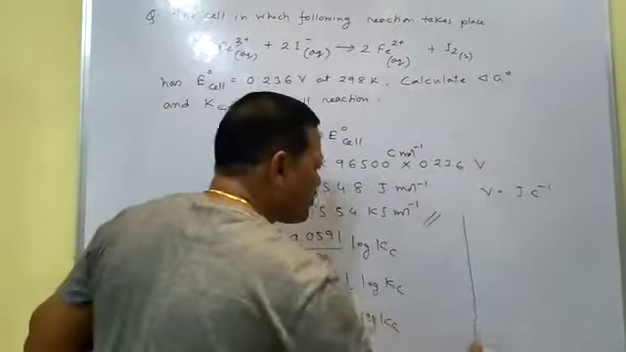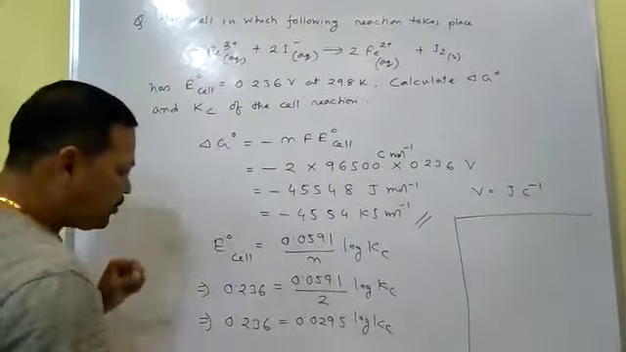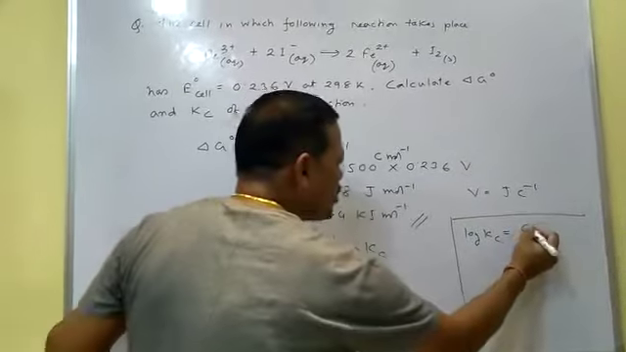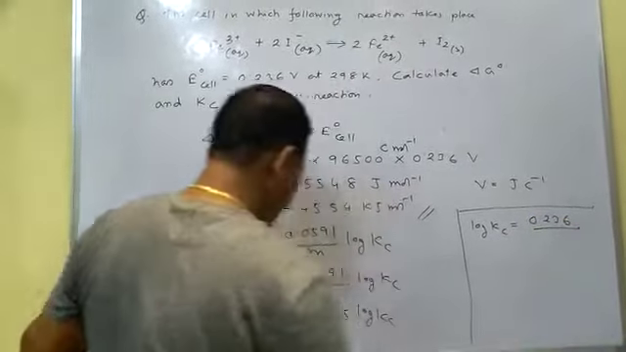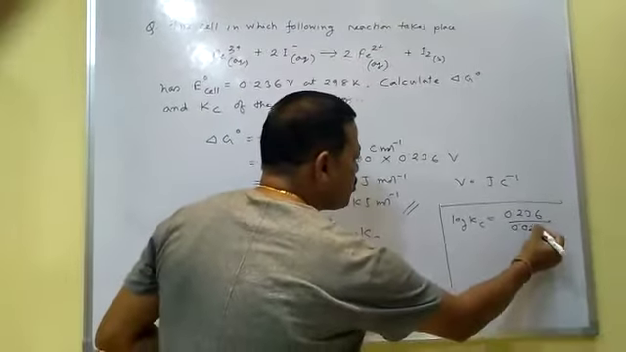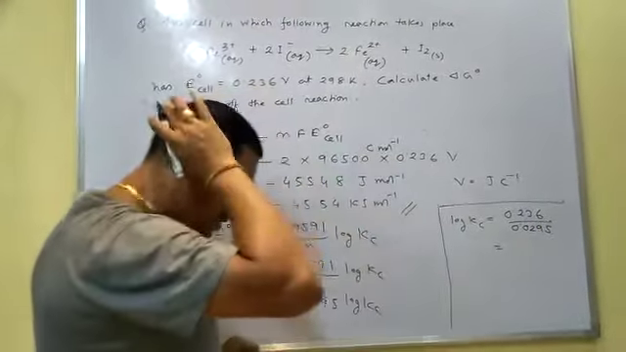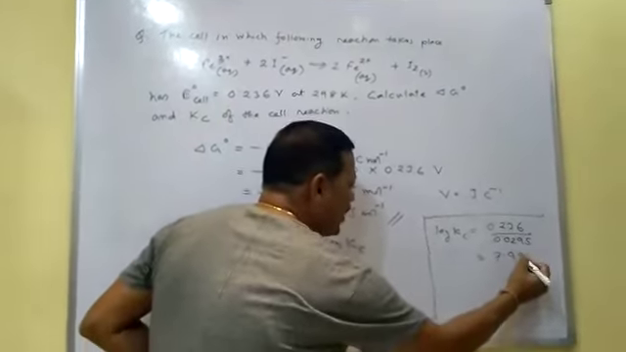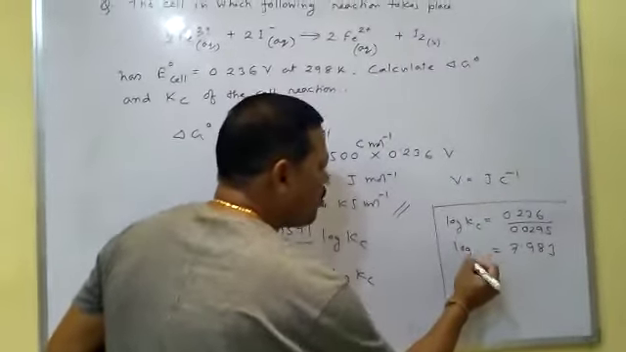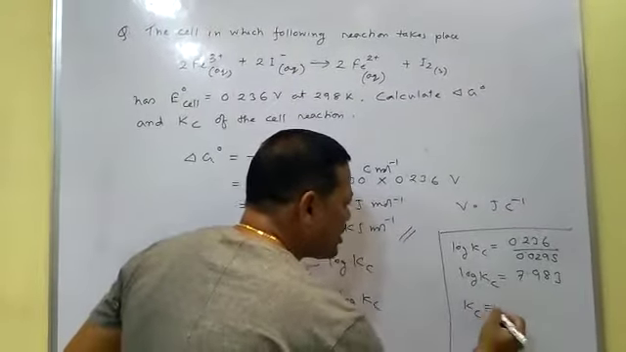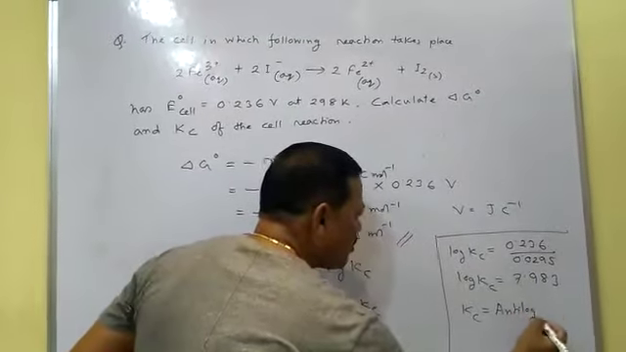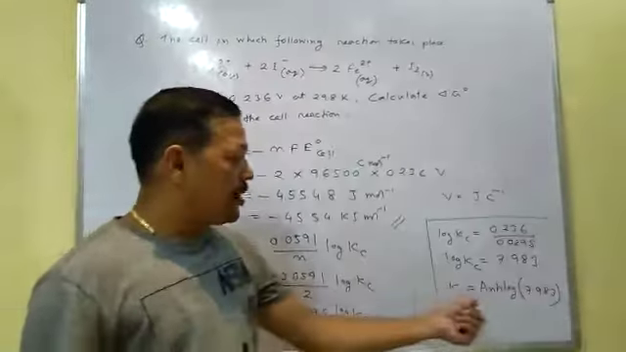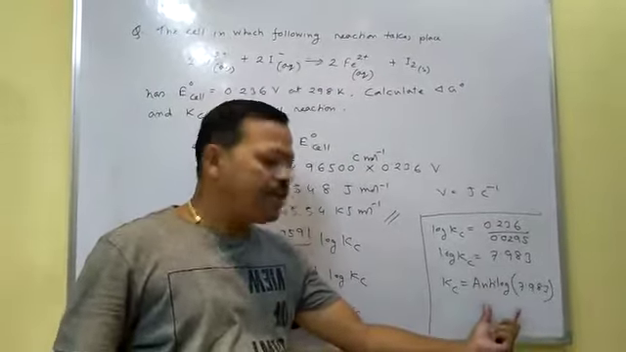Now I will write here the log of Kc equals 0.236 divided by 0.0295. When you calculate this, you will get 7.983. This is log of Kc. So therefore Kc is equal to antilog of 7.983. You see the antilog table, and from the antilog table you can find out the value of Kc.